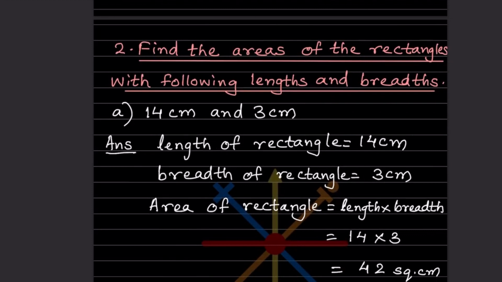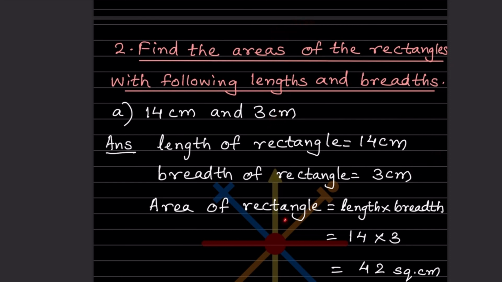Now let us see the next question, that is, find the areas of the rectangle. The lengths and breadths are given. So here this is the length and this is the breadth. I wrote it: the length of the rectangle is 14 and the breadth is 3. So we have to find the area.